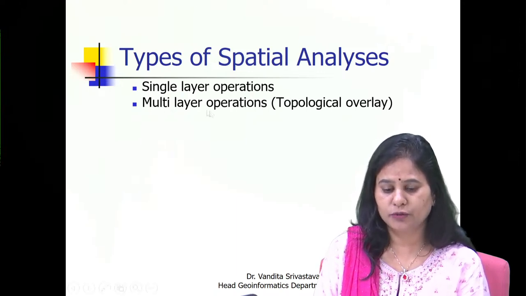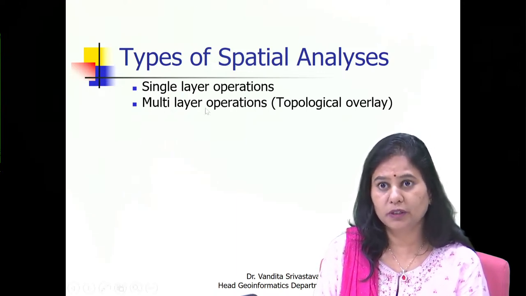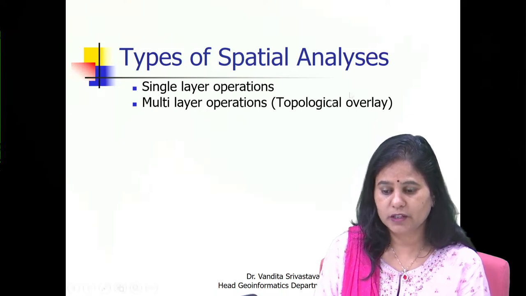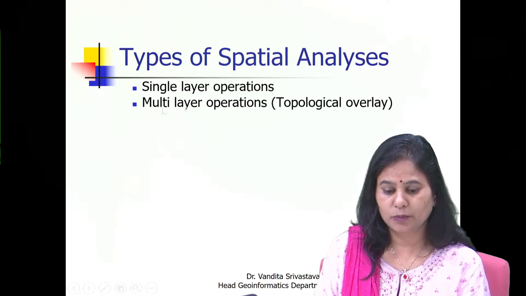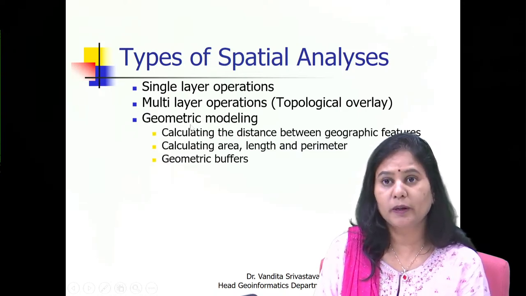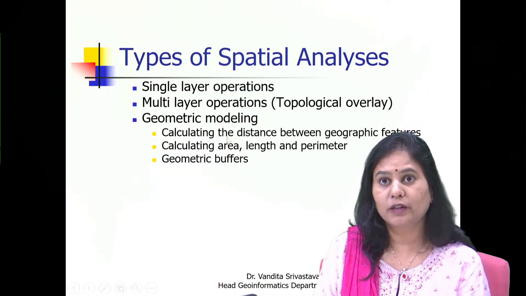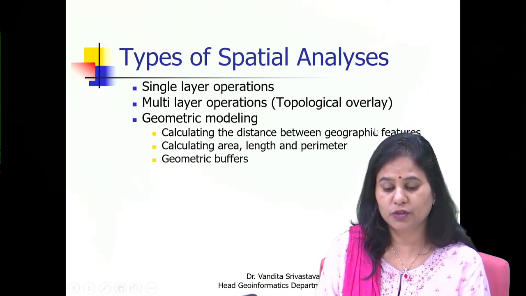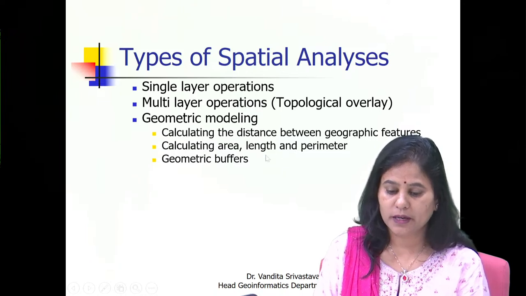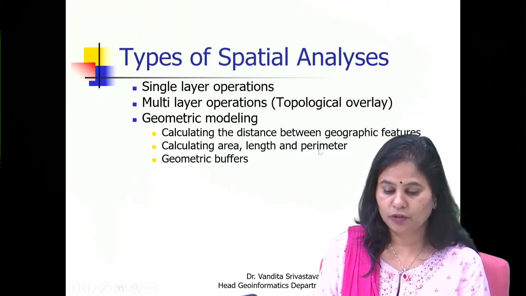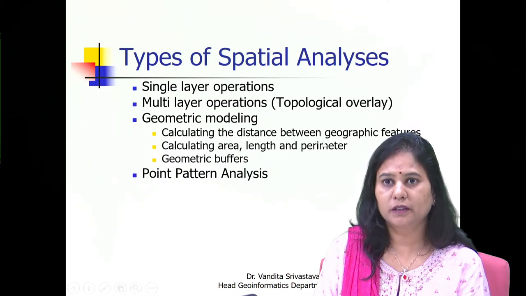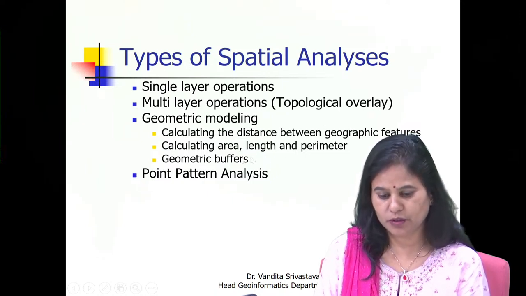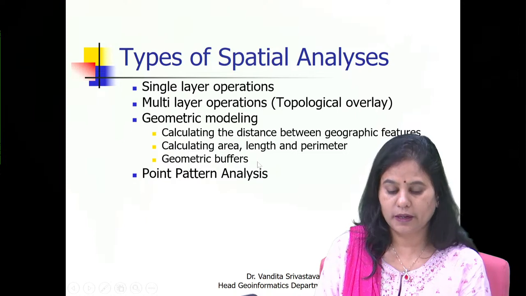So such kind of multi-layer operations are possible both in raster as well as in vector. We will see some of the topological overlays as well as some other raster operations to show you the multi-layer operations. And then geometric modeling is possible, that is you could calculate the distances between various features, you could calculate various other parameters such as area, length and perimeter of line and polygon maps, and then geometric buffers you could calculate, and many other measurements you can make for the given layers.